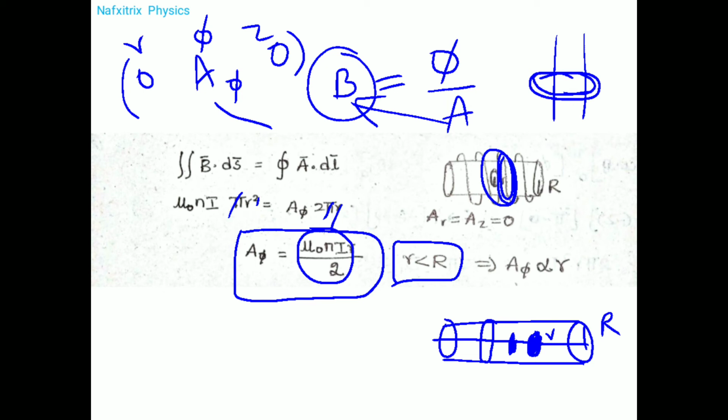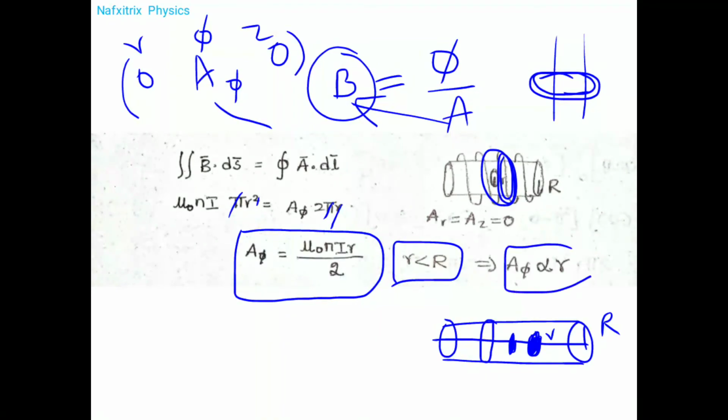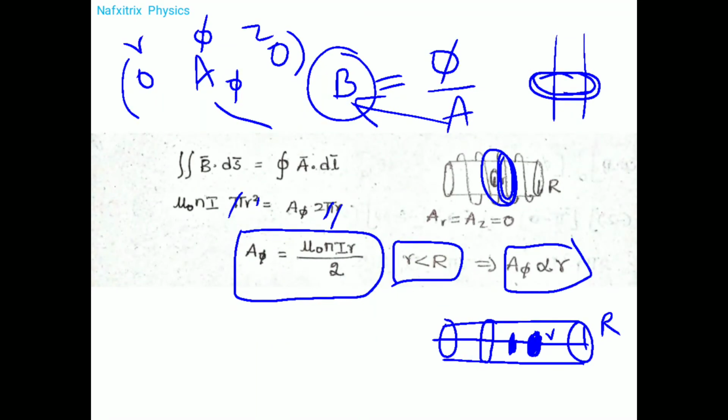So mu 0 is a constant, however. Finally we can see that A phi is directly proportional to r. As the value of r increases, A phi increases. That means as the value of r goes on increasing, the magnetic flux, that means the number of magnetic field lines, would increase. Because of that, A phi is going to increase inside the solenoid. We are talking about inside the solenoid.